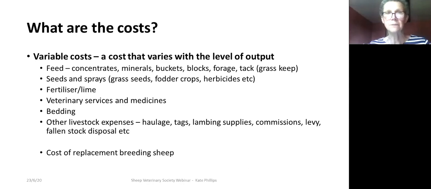But in terms of variable costs, we talk about feed, concentrates, minerals, buckets, blocks, forage, tack, away grazing. That is basically buying in food. It's not a rent, it's actually buying food for the animals. We talk about seeds and sprays, so we might be considering putting reseeds in. We might be spraying with herbicides or pesticides to protect fodder crops. Anything to do with producing forage crops would be included there.